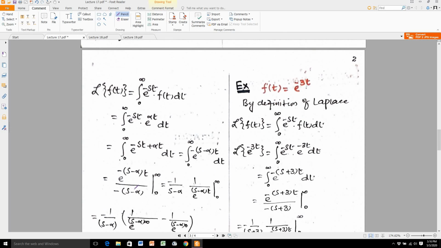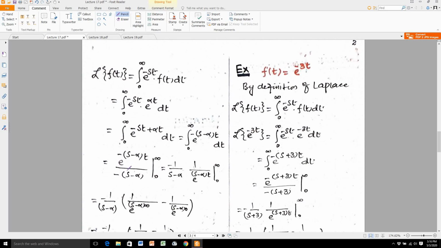When bases are the same, powers add, and it becomes e raised to the power minus into s minus alpha into t dt. When you integrate this, it is equal to e raised to power minus into s minus alpha into t divided by minus into s minus alpha, from 0 to infinity. I take this negative 1 over s minus alpha outside and write this exponential function in fractional form so that its power becomes positive. Now I evaluate this on the given limits.